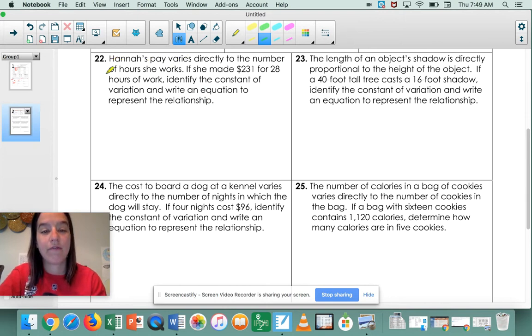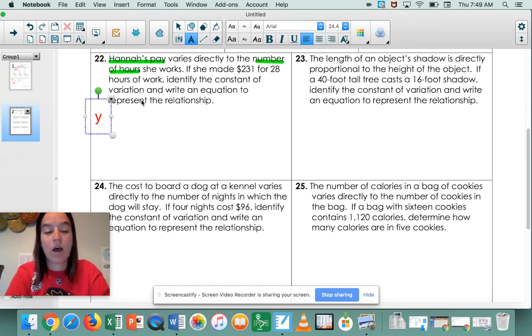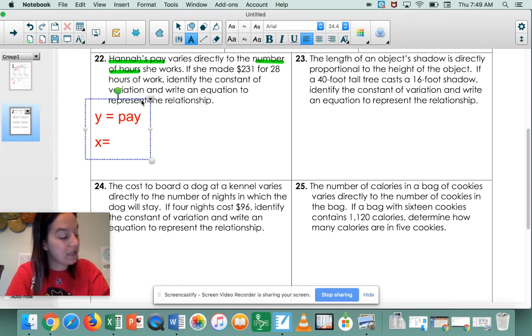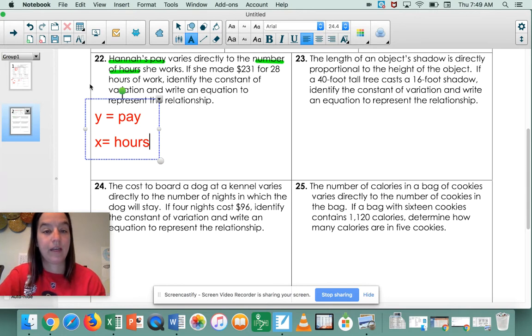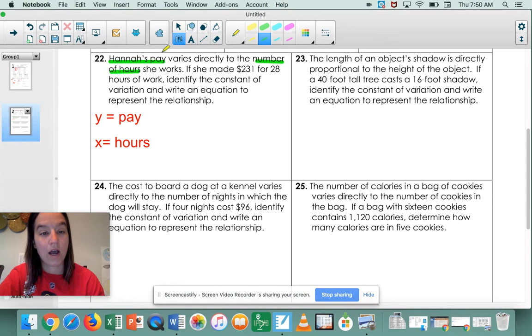Hannah's pay varies directly to the number of hours she works. Right there. Hannah's pay varies directly to the number of hours. That tells you very quickly that your y is the pay and your x is the hours. Okay? It'll always say it in that order. Y varies directly to x.